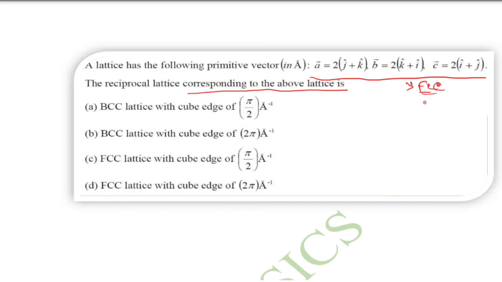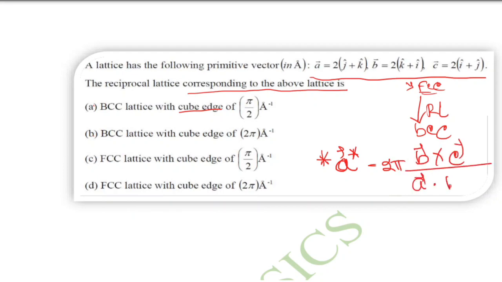Okay, and we know for an FCC lattice, the reciprocal lattice is BCC. So you can check, option A or B will be correct, but we have to find the cube edge. To find this cube edge, you have to use the reciprocal lattice vector formula, that is A star equals 2 pi B cross C divided by A dot B cross C. Okay, so you can check, you will find the cube edge to be of the order of pi by 2. So here A is your correct option.